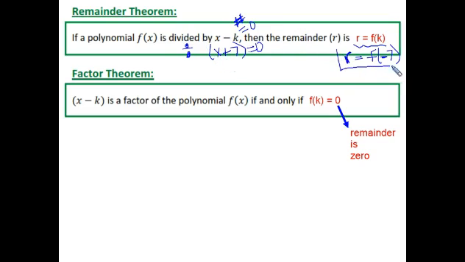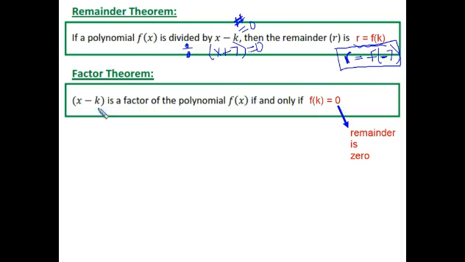So this is going to come in handy in the next few examples as a shortcut to test whether or not this x minus k can go evenly into our polynomial. Does it have a remainder or does it not? And that's what clues us into this next theorem, the factor theorem. This x minus k is a factor of the polynomial function if we get a remainder of 0.